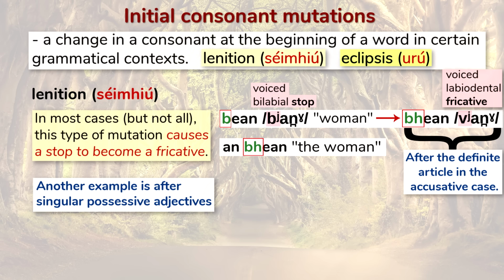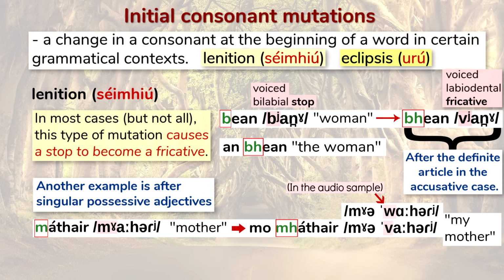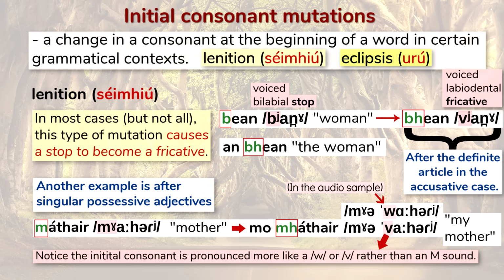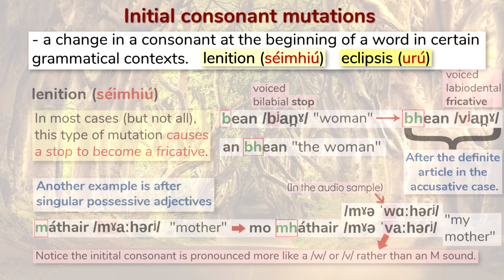Another example is after singular possessive adjectives. Take this word, máthair, meaning mother. My mother would be mo mháthair. Notice that the initial consonant is pronounced more like W or V, rather than a bilabial nasal M sound. This type of mutation also occurs after certain prepositions and in other contexts.